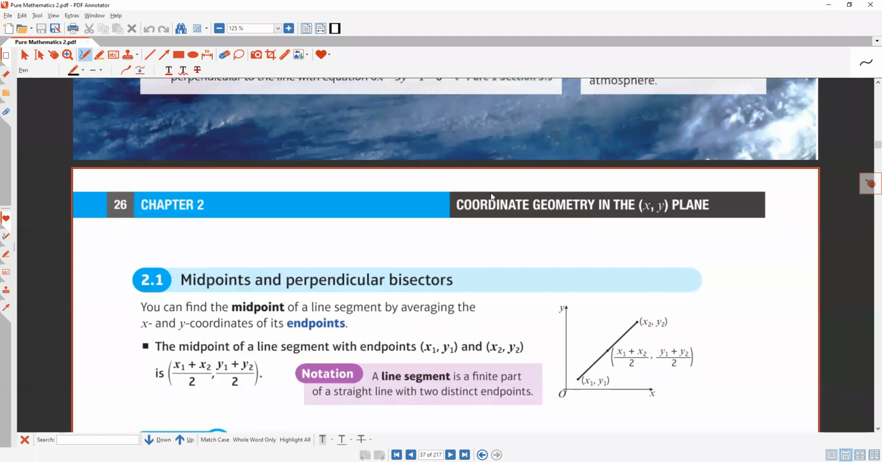Okay. So the formula to find midpoints has already been covered in our O-level lessons. The formula to find the midpoint between 2 points is this. Look, it's written over here. (x2 + x1) divided by 2 and (y2 + y1) divided by 2, or (y1 + y2) divided by 2.